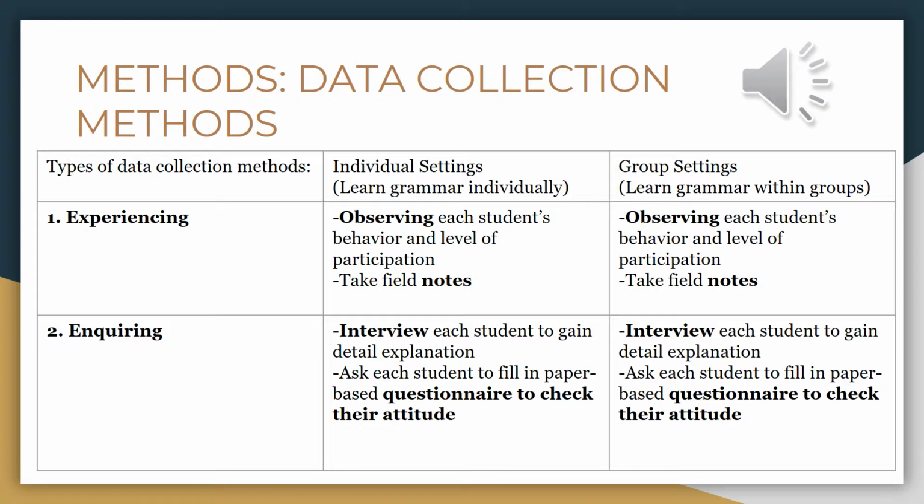So we mainly focus on two types of data collection methods. One is experiencing and the second one is inquiring. For experiencing, we are going to observe each student's behavior and level of participation, as well as take field notes on the basis of individual settings as well as group settings. For inquiring, we are going to interview each student in order to gain detailed explanation. Then we will ask each student to fill in a paper-based questionnaire to check their attitude towards learning English grammar. These two methods will also be set among individual settings and group settings.